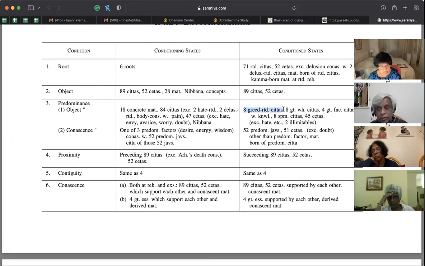Now, eight greed-rooted chittas arise as conditioned states. What is the commonality between these chittas? With wholesome, eight supramundane chittas, 45 chetasikas. What is the commonality between these chittas? Just the chittas are fine. Maybe because this is something we desire. Even the greed-rooted chittas is something we desire, although it's unwholesome. You are grasping them. Those are the ones that you get attracted to when you grasp them. Yeah. And you cling on to them. Four great functional chittas then.